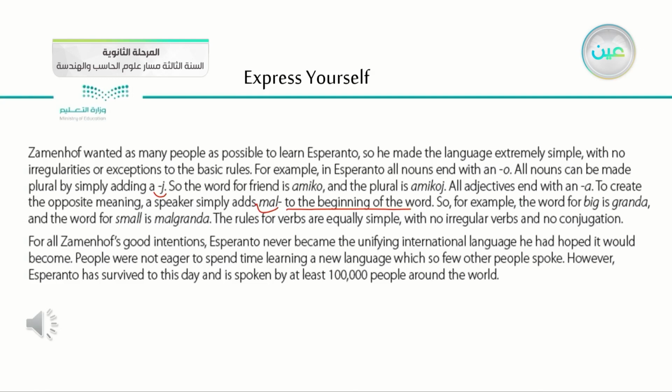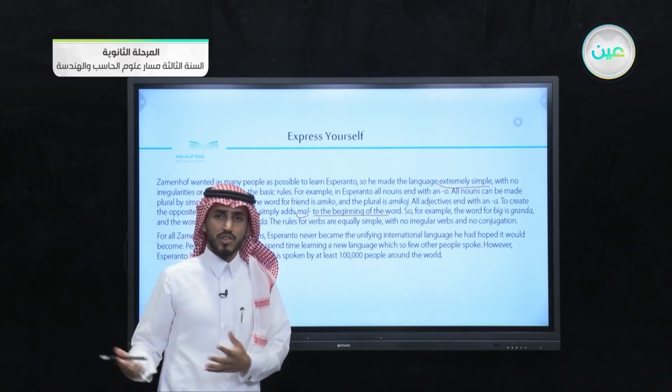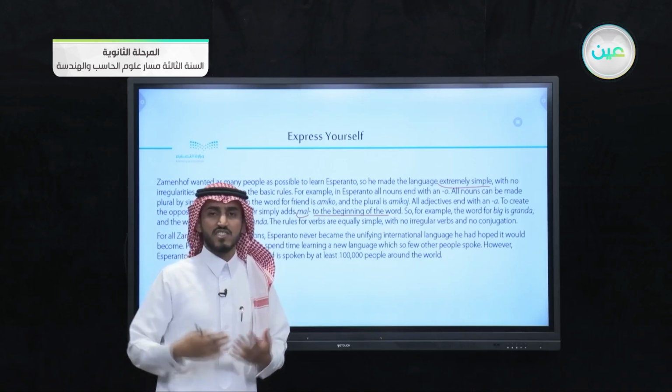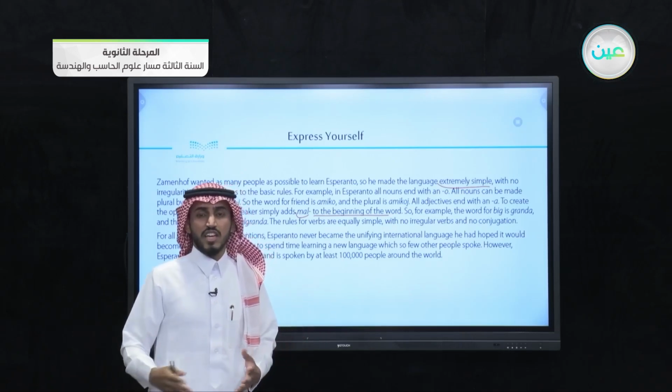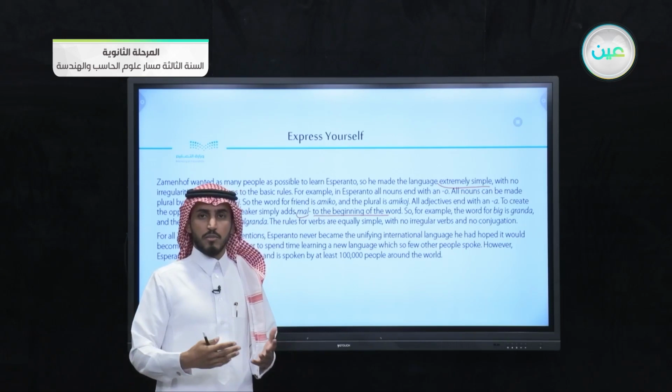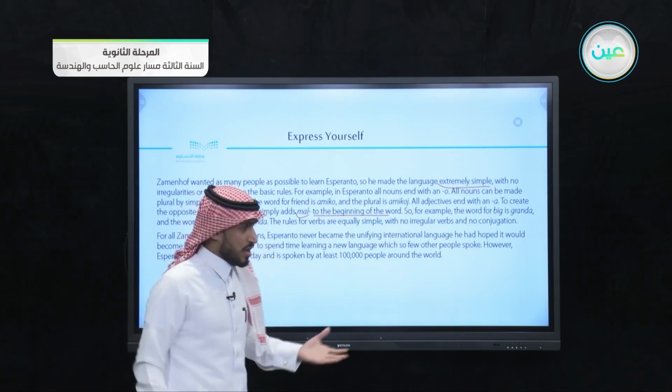After that, we have three words that we want to focus on. The first one is extremely simple. When we say extremely about anything, the word extremely means very. If you say, for example, he is extremely happy, that means he is very happy. But the word extremely has an exaggeration tone.